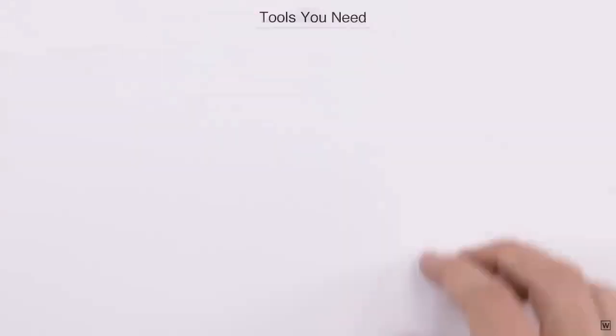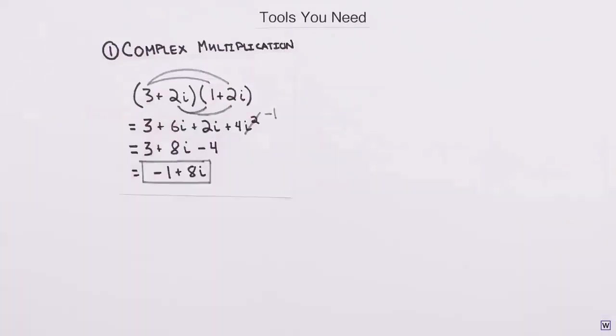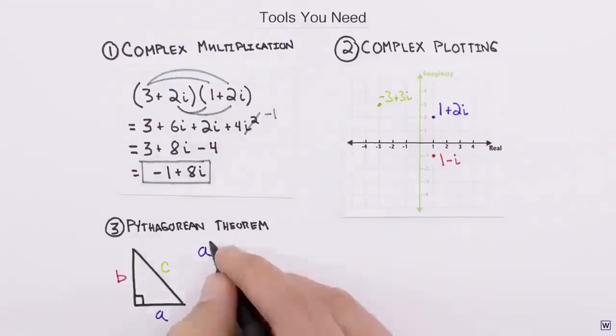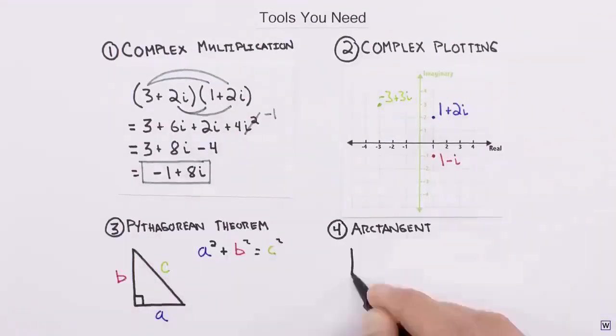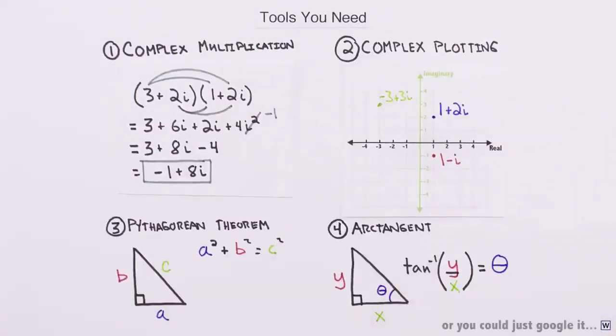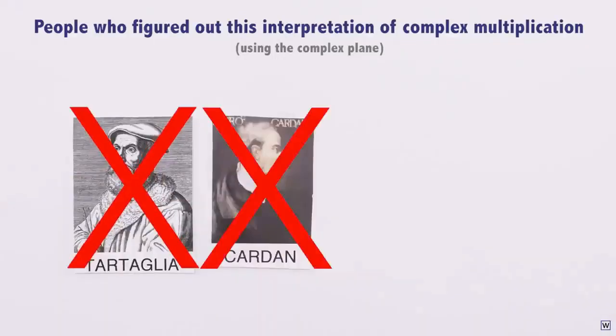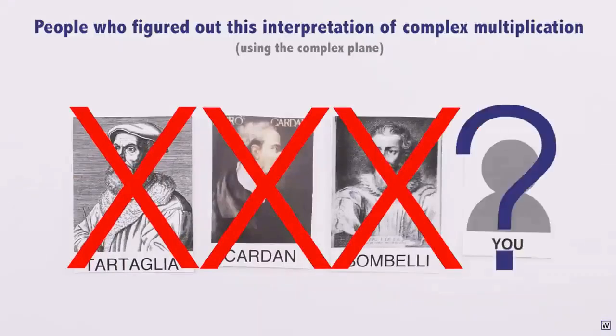To discover this deeper meaning for yourself, all you need to know is the following: how to multiply complex numbers algebraically as we just did, how to plot numbers on the complex plane, the Pythagorean theorem, and finally how to use arctangent to find angles. What's cool here is that if you're able to figure this out, you'll have discovered for yourself a super useful bit of math that was unknown to the smartest mathematicians on the planet until only 2 centuries ago.